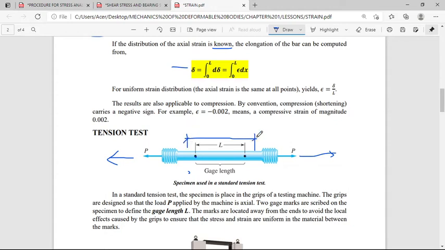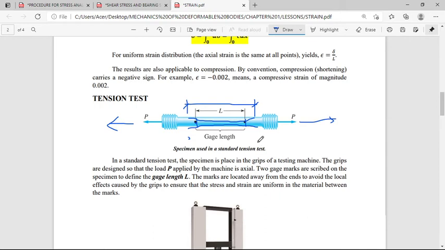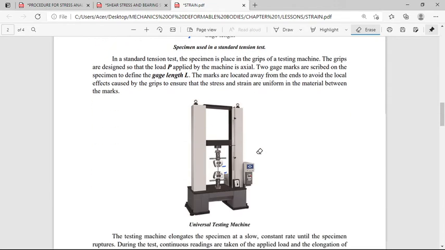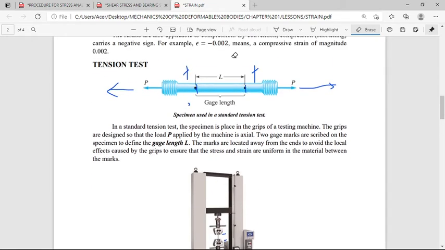Tapos, pansinin mo, yung cross-sectional area nito, hindi na siya ganyan. Actually, kapag tinignan mo siya, para siyang numipis like this. Di ba? Kasi, habang binabatak mo siya, unti-unti, nagmimistula siyang parang rubber band or parang lastiko. Hindi siya basta-basta mapuputol. Unti-unti muna siyang mag-i-stretch hanggang sa mag-rupture yung specimen na yan.